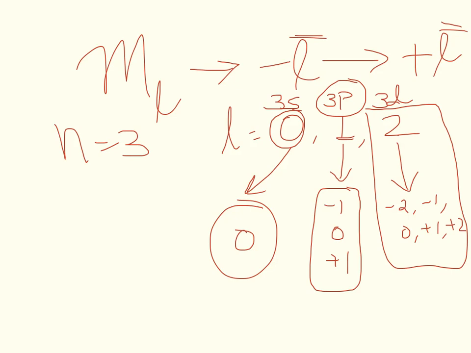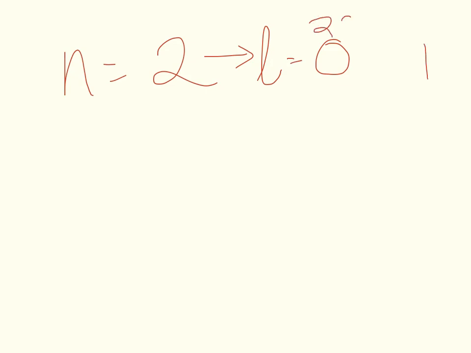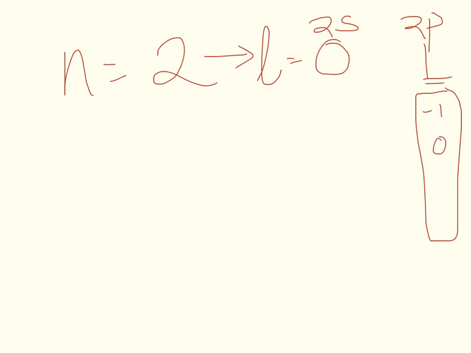If you consider another example, say n is equal to 2, again, what are the values of L for this shell? 0 and 1. So this is 2s and 2p. For L equal to 1, the m sub L values are -1, 0 and +1. For L equal to 0, m sub L is 0.